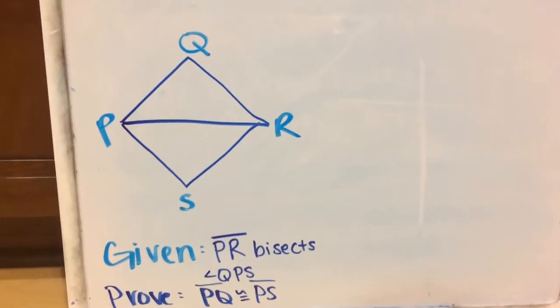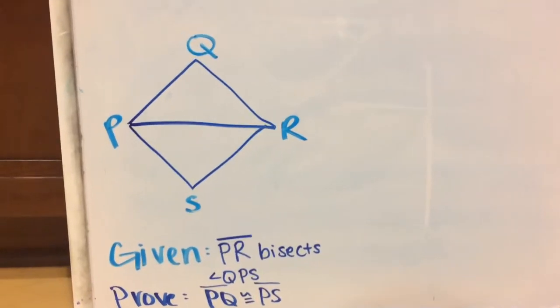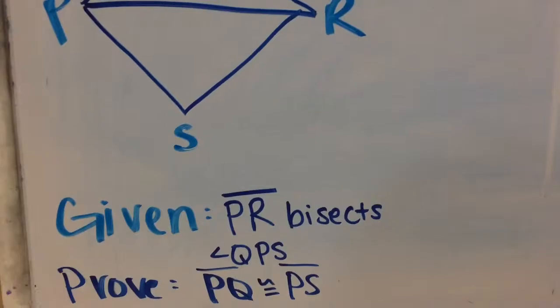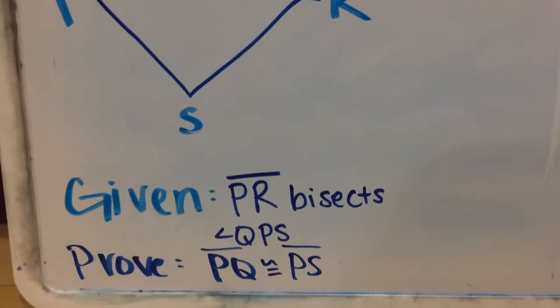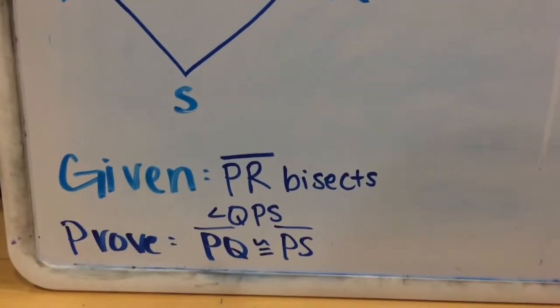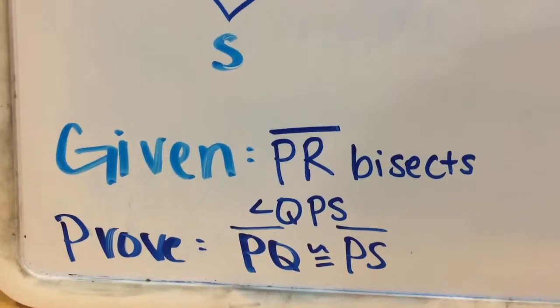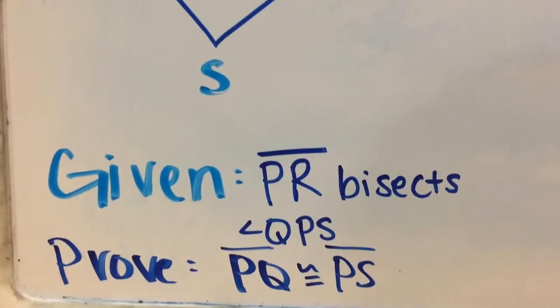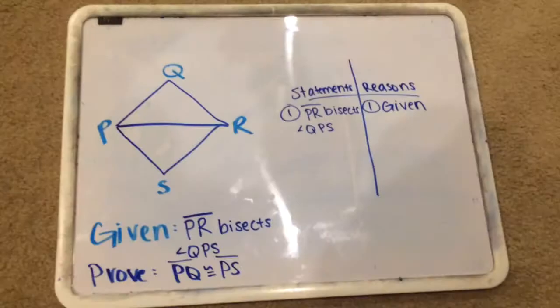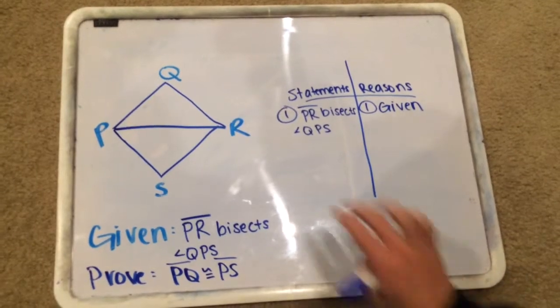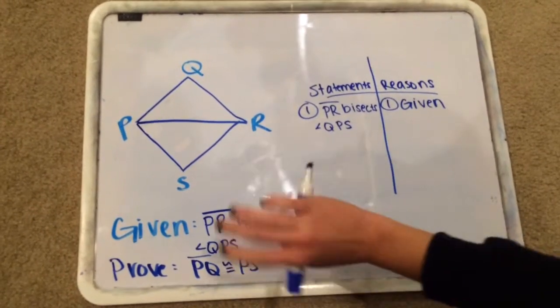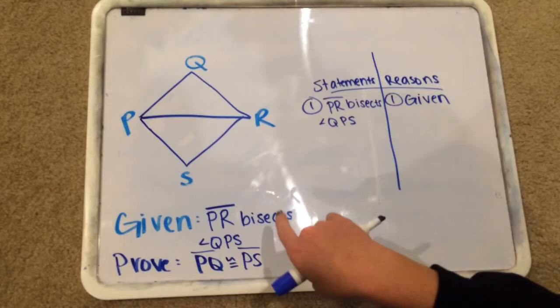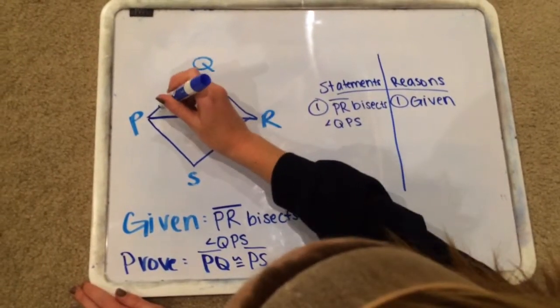We have PQR as a separate triangle and PSR as a separate triangle. Our given information is PR bisects QPS, and we want to prove that PQ is congruent to PS. We want to find out if these two triangles are congruent or not. We know PR bisects the angle, which makes these two angles congruent.